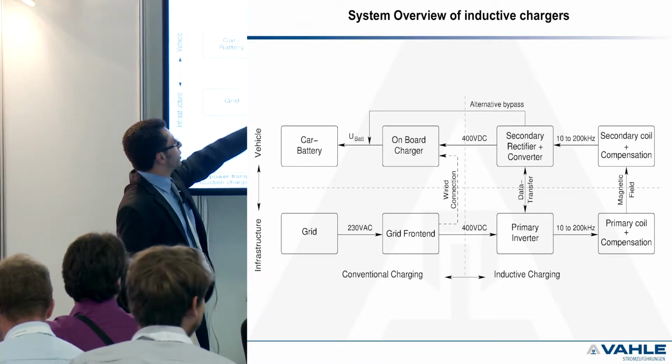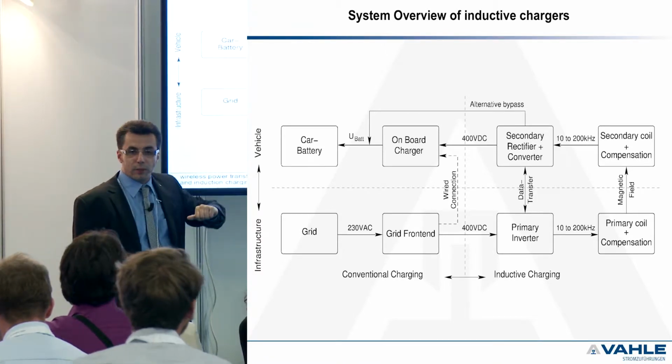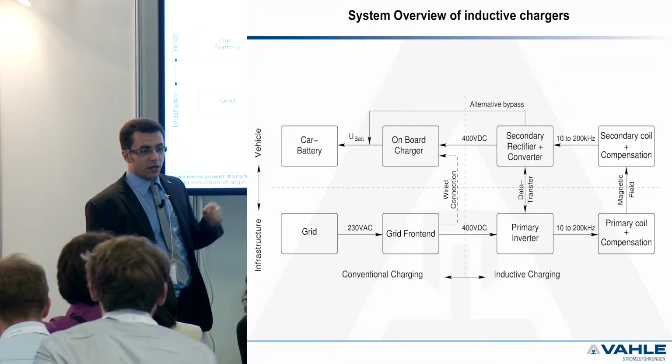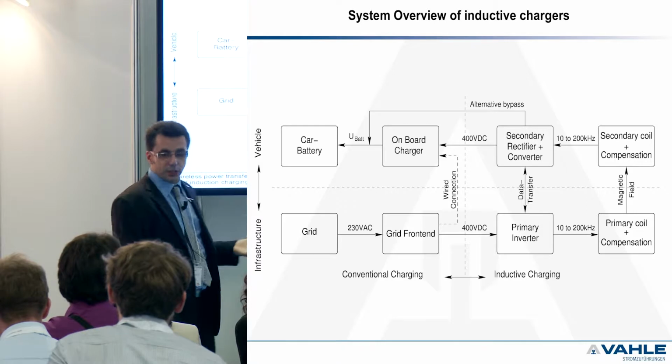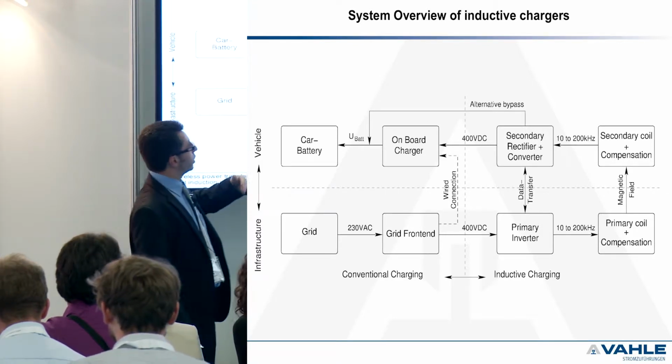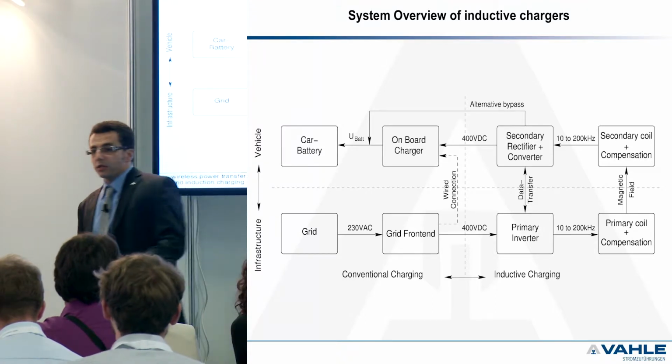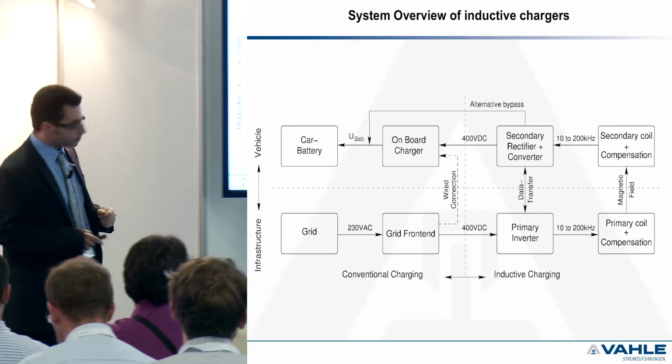Then you have two possibilities. You can go directly to the onboard charger, which is very easy because then you got a DC link, but the efficiency is not good. So if you want to have a higher efficiency, you have to bypass that and go directly to the battery. So this is what we are doing now.